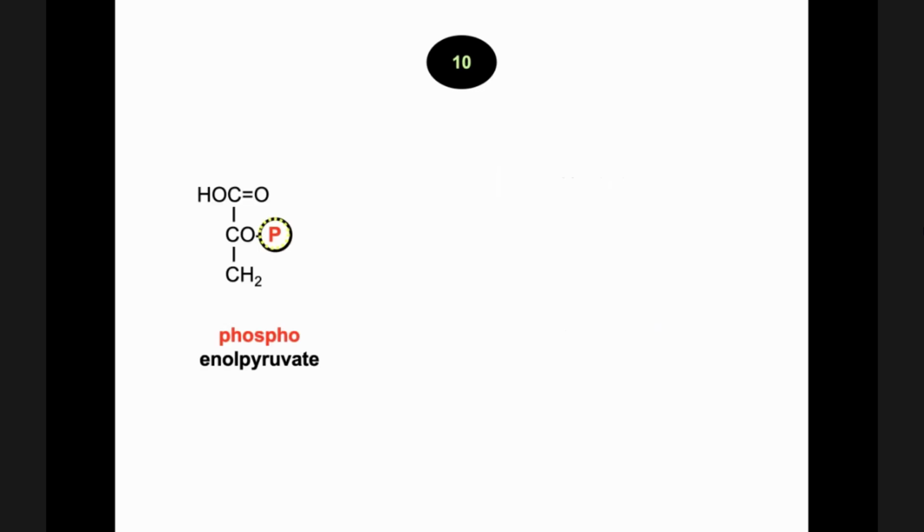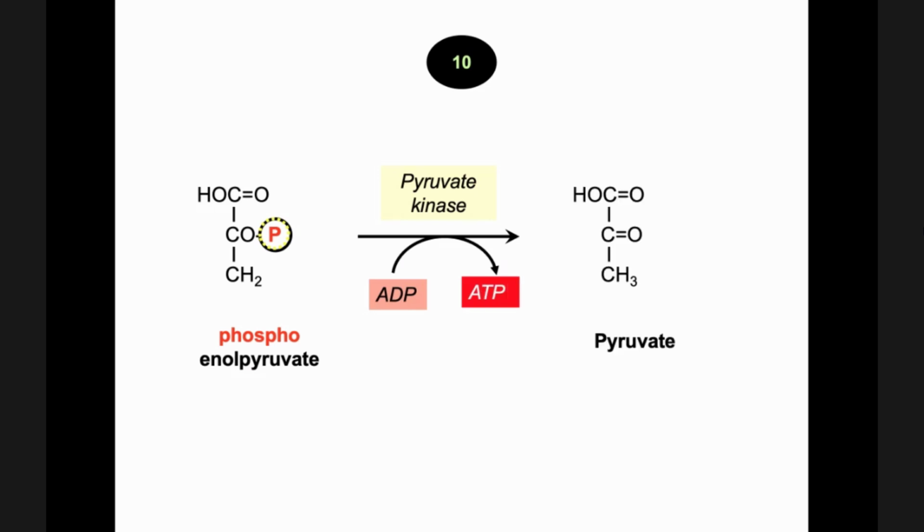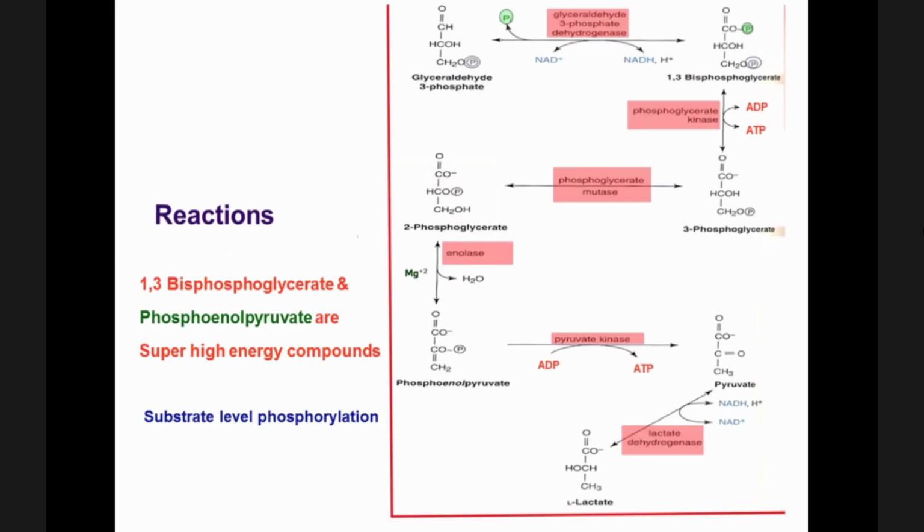So the last step, which is the second step to produce energy, with the presence of pyruvate kinase and ADP, the phosphate group will be taken from the phosphoenolpyruvate to be added to the ADP in order to produce ATP. And then we will have the pyruvate. Okay, these are the 10 steps of glycolysis. So now we know the glycolysis in anaerobic conditions.